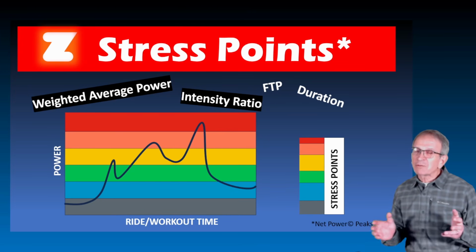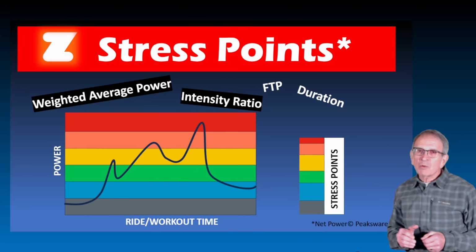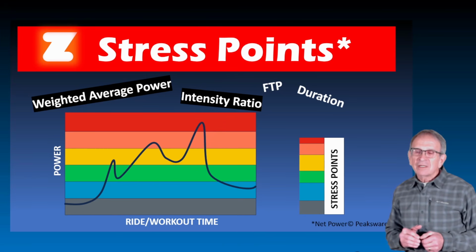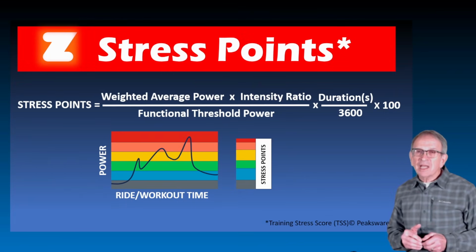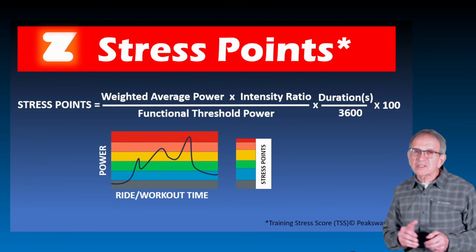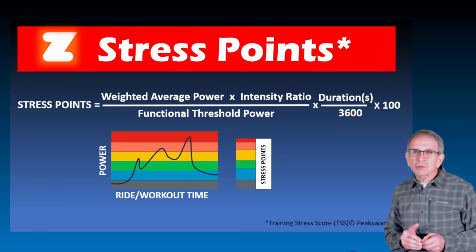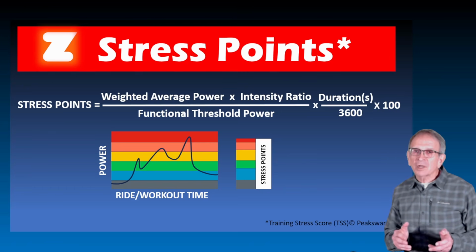So now we've figured out how to get weighted average power and the intensity ratio, and you ought to know your FTP and will know the duration of the ride. So now we're all set to figure out how we calculate stress points. So let's look exactly how we calculate stress points. And remember, stress points is a measure of the physiological stress of a ride. It's equal to the weighted average power of the ride times the intensity ratio of that ride, and then divided by your FTP, multiplied by the duration in seconds, divided by 3,600, and then multiplied by 100.